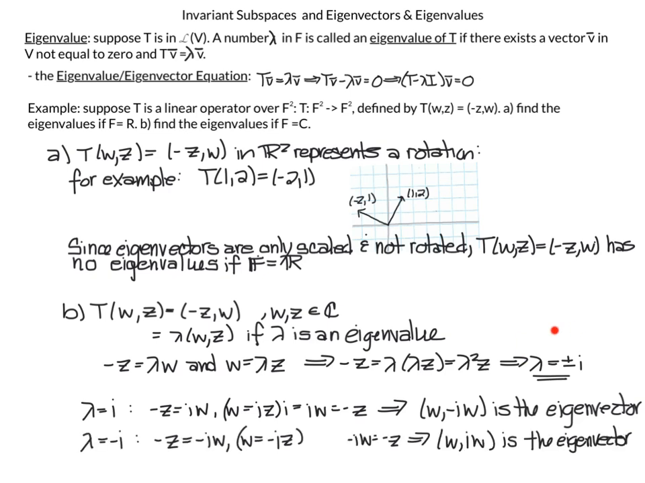For our second eigenvalue, lambda equals minus i, plugging in here we get minus Z equals minus iW, or plugging here we get W equals minus iZ. Essentially both of these are saying the same thing, that when we have W, then Z is equal to positive iW. So this is our eigenvector associated with our second eigenvalue.